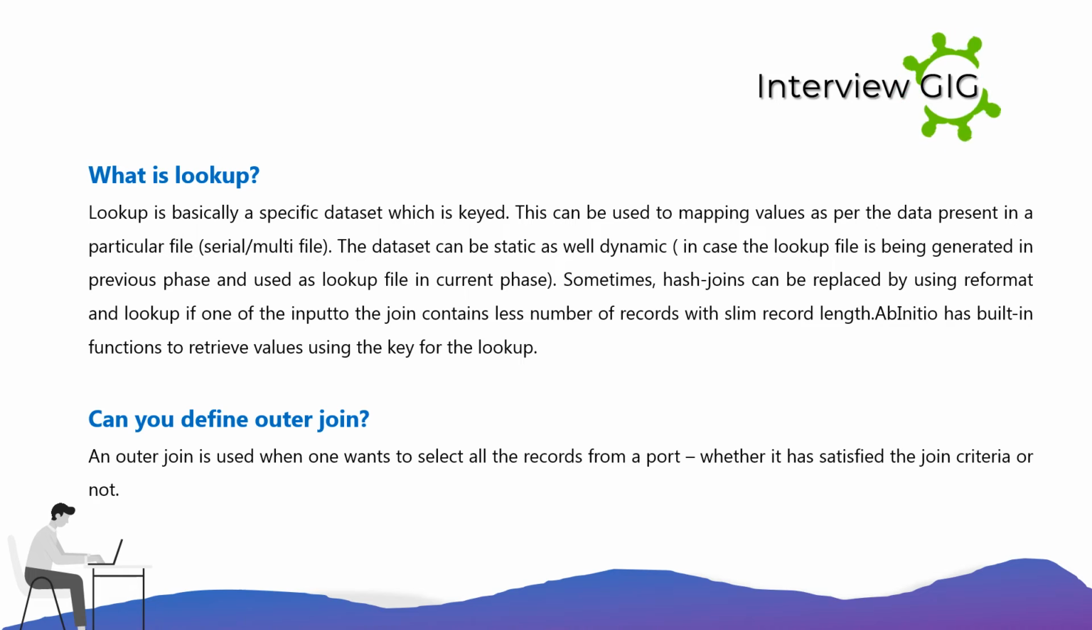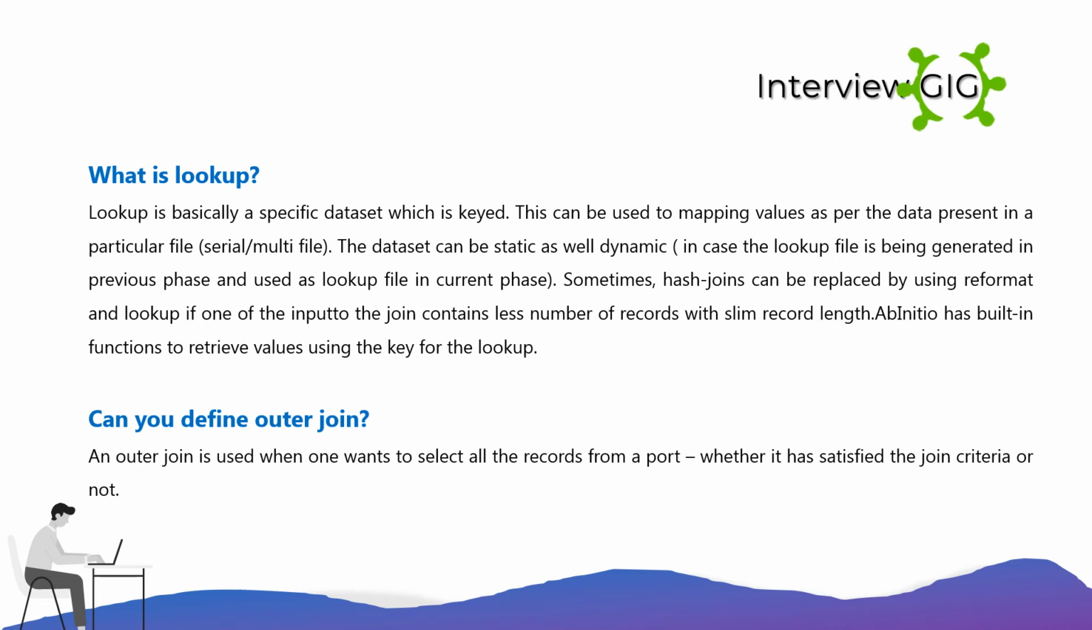What is a lookup? A lookup is basically a specific dataset which is keyed. This can be used for mapping values as per the data present in a particular file, serial or multifile. The dataset can be static as well as dynamic, in case the lookup file is generated in a previous phase and used as the lookup file in the current phase. Sometimes, hash joins can be replaced by using reformat and lookup if one of the inputs to the join contains fewer records with a slim record length. Ab Initio has built-in functions to retrieve values using the key for the lookup.